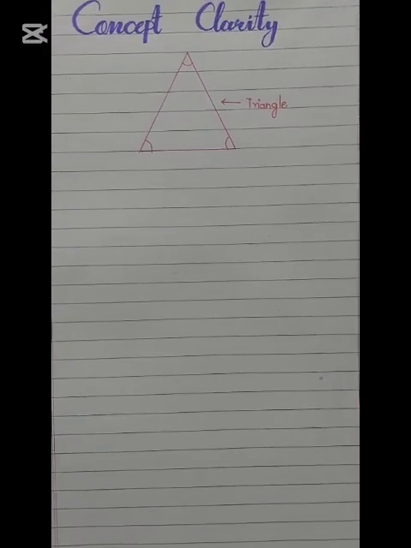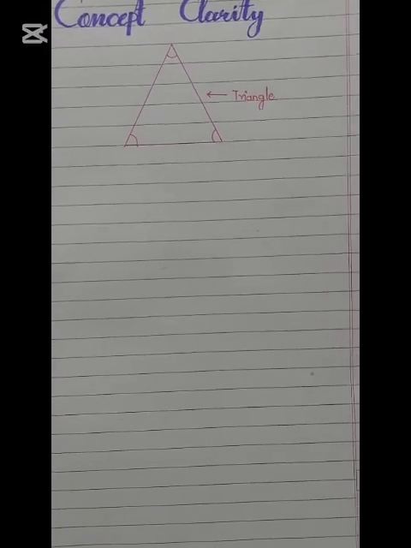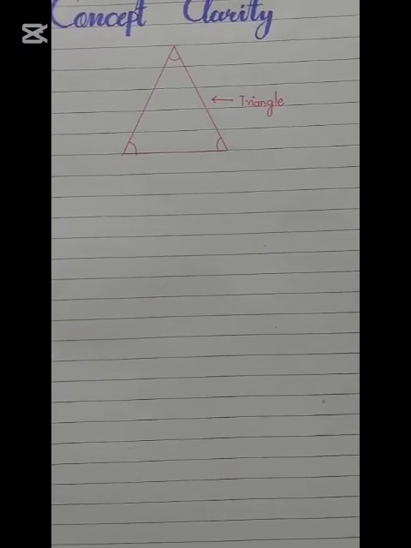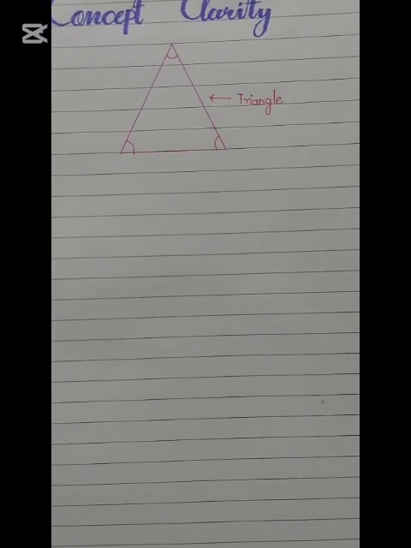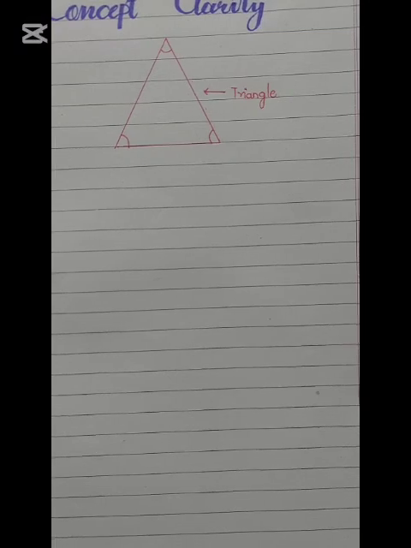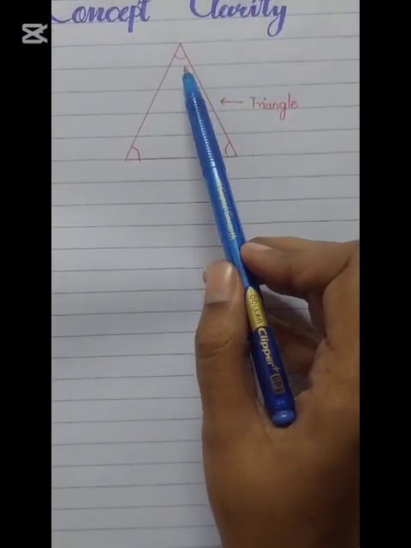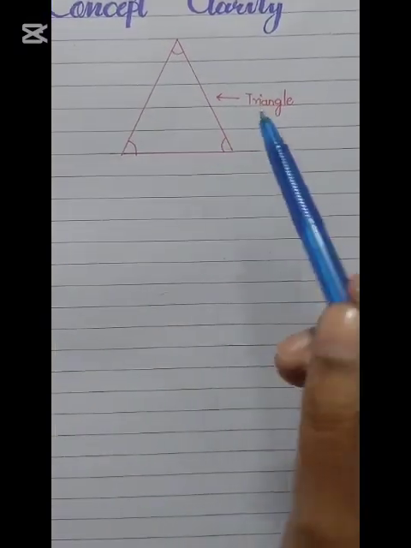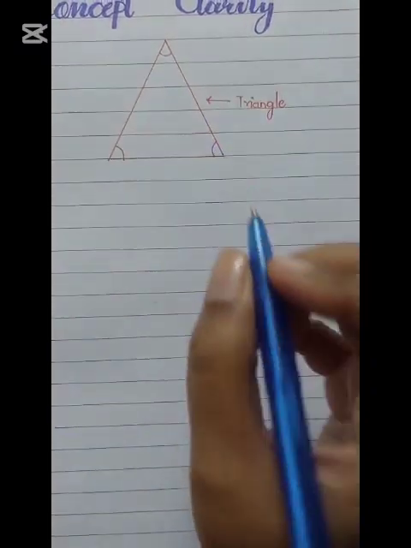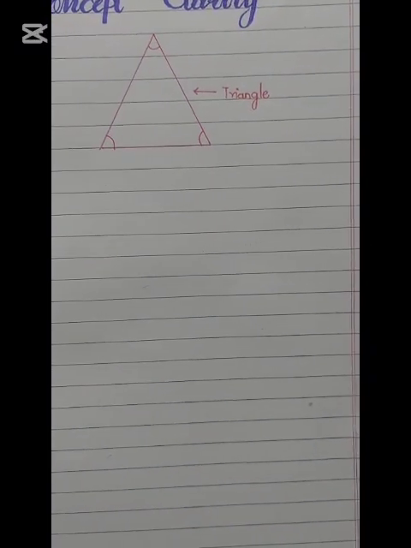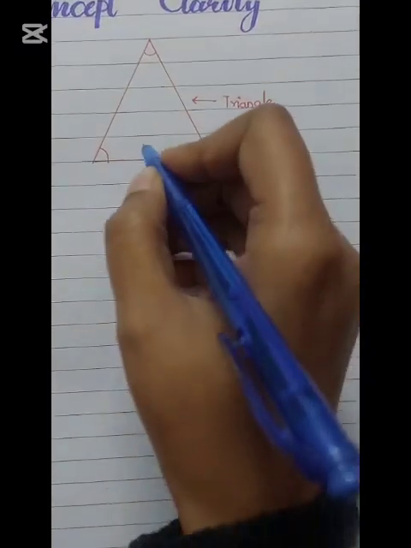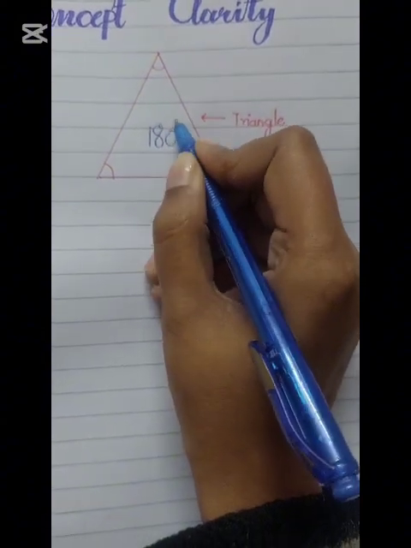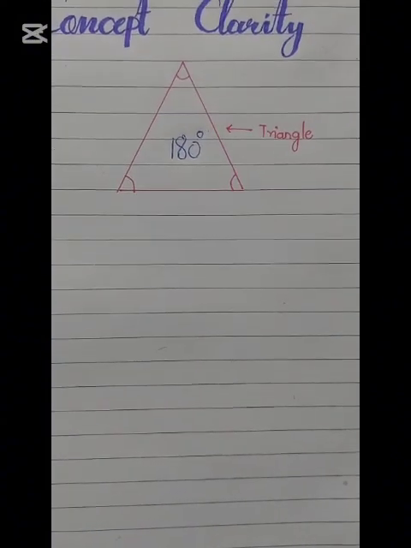So let's start with the lecture. As in the previous one, we know a triangle has three sides and three angles. What is the total angle in a triangle? We learned in our previous lectures that 180 is the total angle in a triangle.